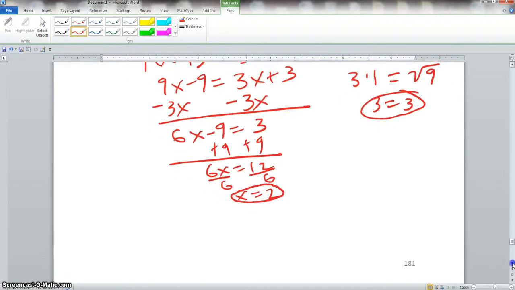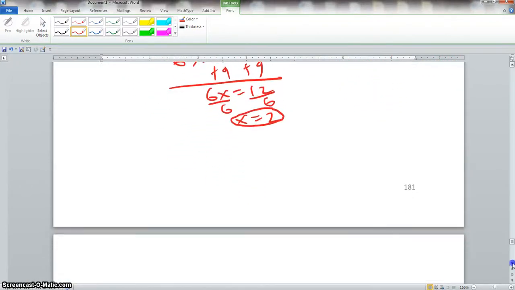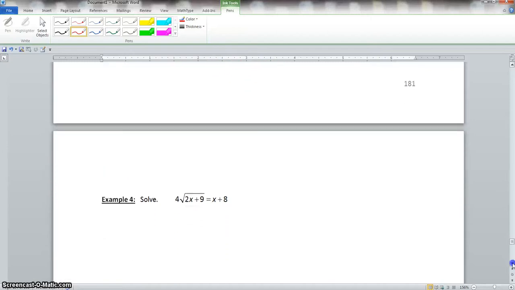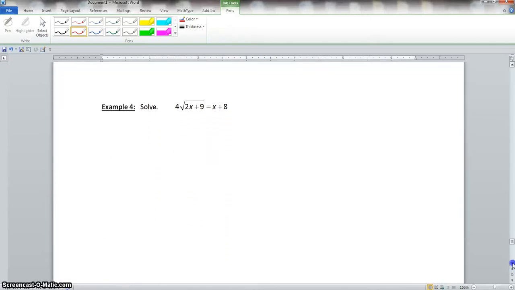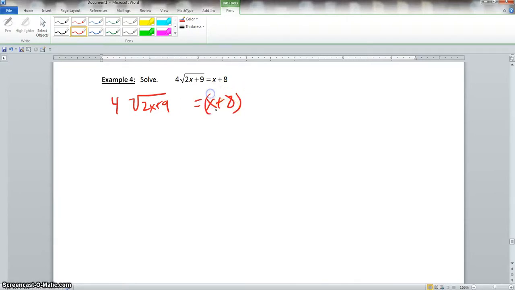Now we're going to scroll down here to example 4. We have 4 times the square root of 2x plus 9 is equal to x plus 8. Now, what we need to do here, we still need to square both sides. But this is going to be a little longer of a problem than what we have been accustomed to with the previous examples. So we have 4 squared, which is 16, and the square root and square will simplify out, and we'll have 2x plus 9. And then, now we must take the x plus 8 parentheses squared.